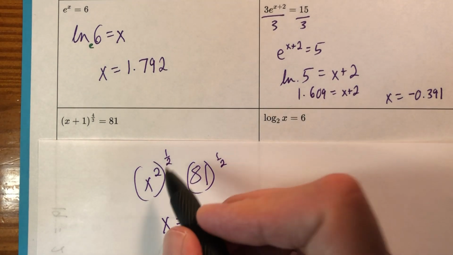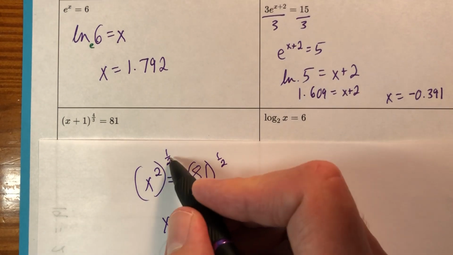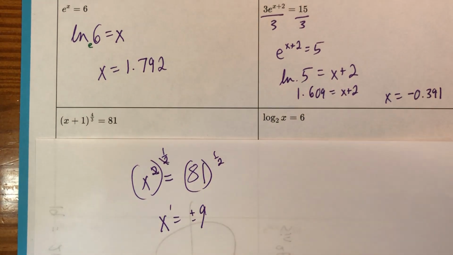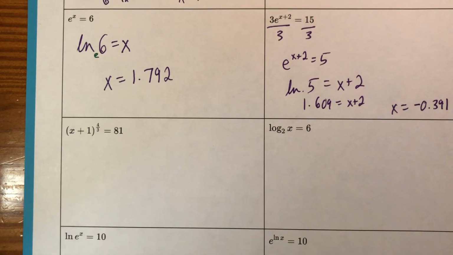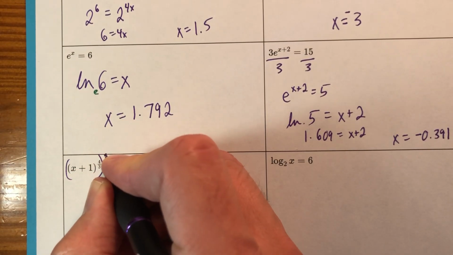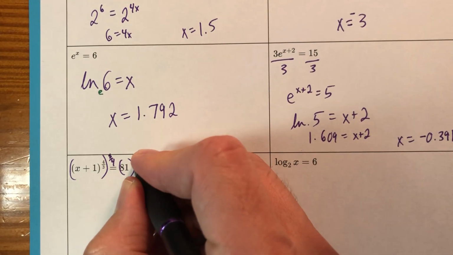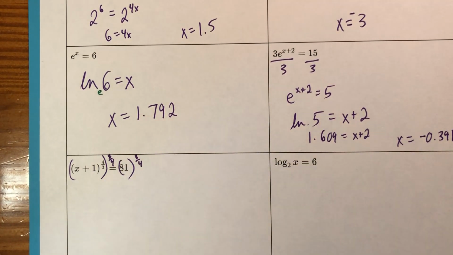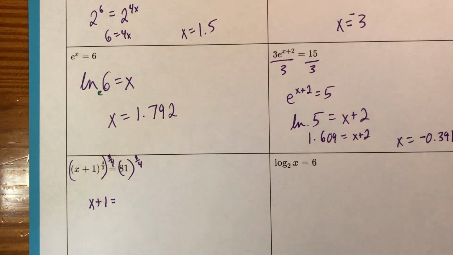But notice what just happened. I raised this to a reciprocal power, and I would multiply those exponents. So 2 times 1/2 is going to give me, well, 1. So I have x to the first. I'm going to do the same thing here. I'm going to raise this side to the reciprocal power of 3/4. So 4/3 times 3/4, well, they cancel. And I'm left with x plus 1, and that's equal to 81 to the 3/4.